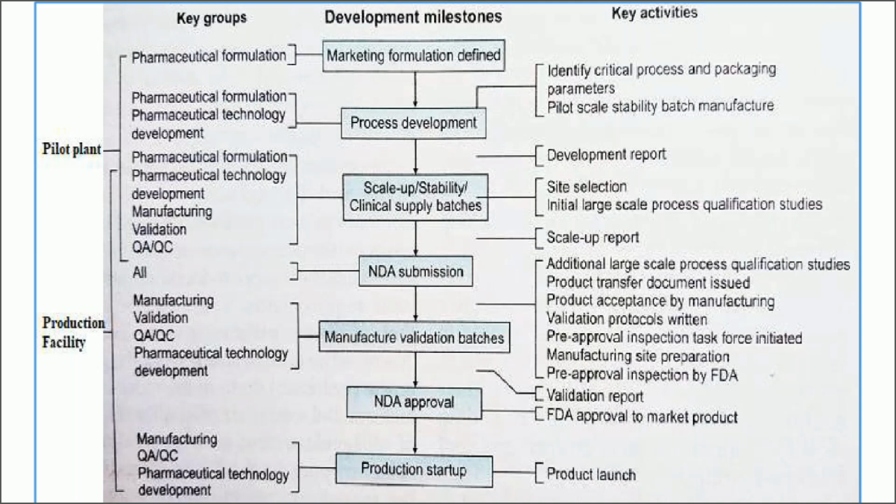large scale production. In the second column, specific objectives are mentioned that each individual department is supposed to achieve, and the last column describes the key activities which they are supposed to perform, whether they are working in the pilot plant or in the production facility.